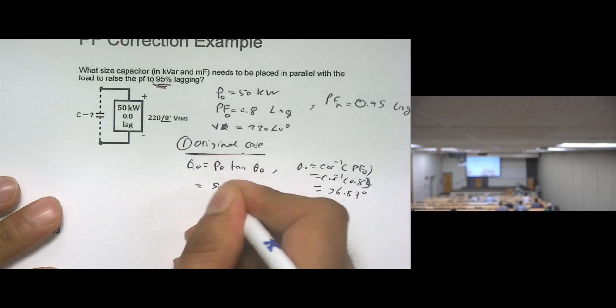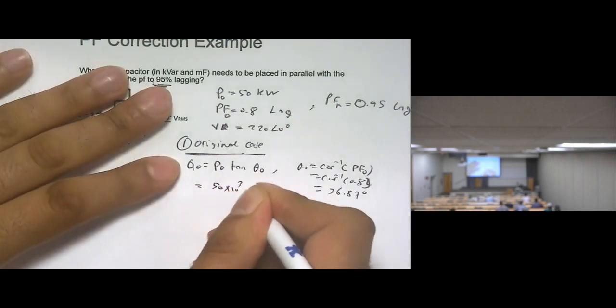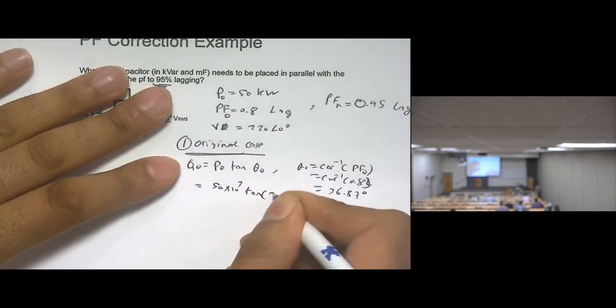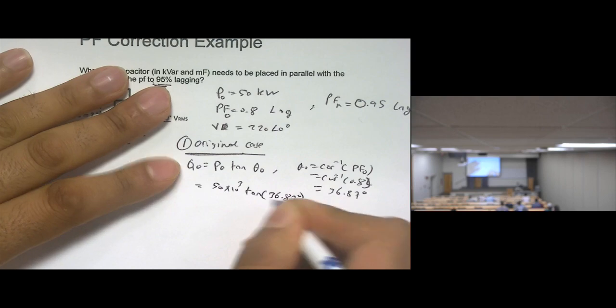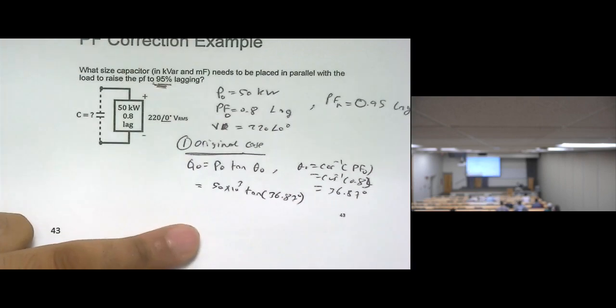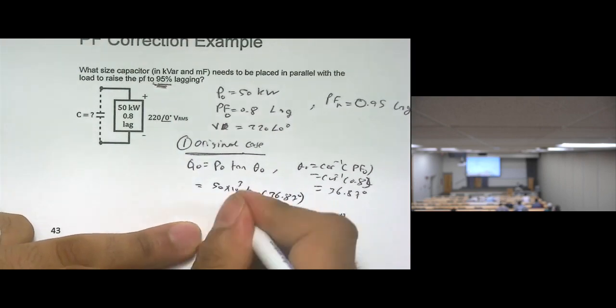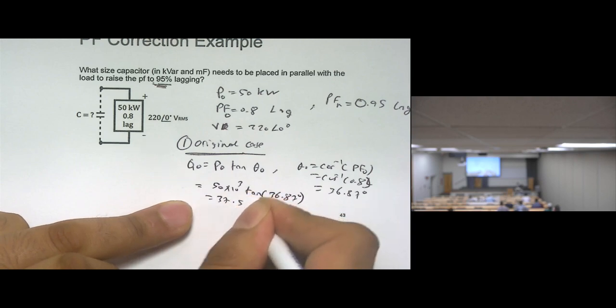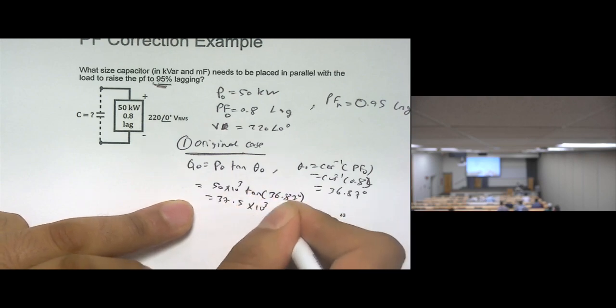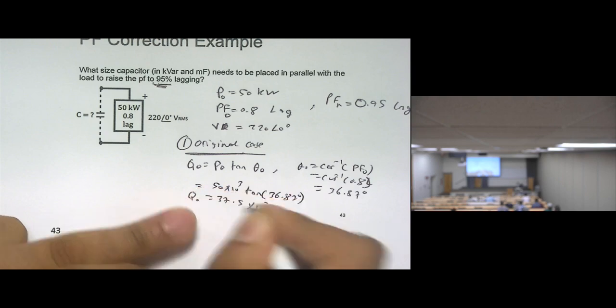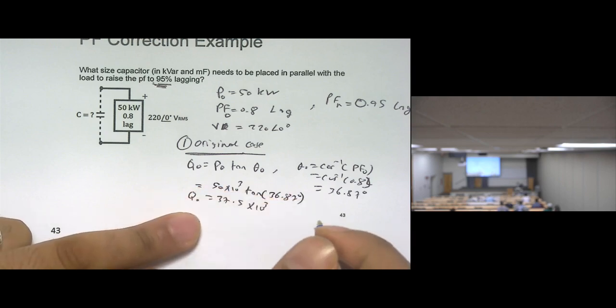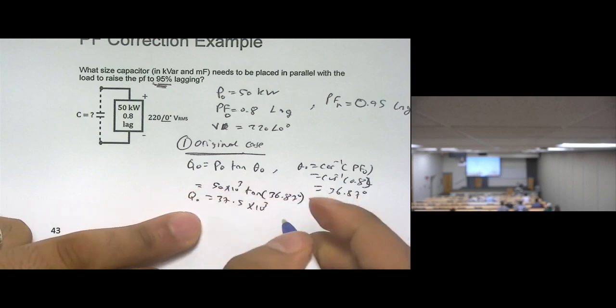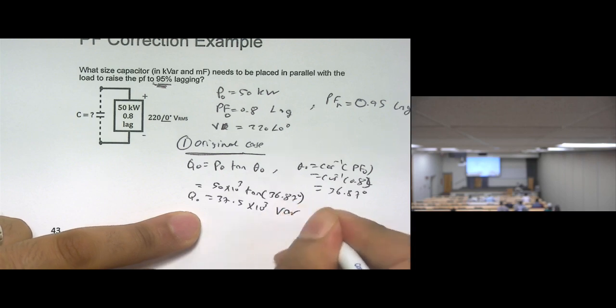So it's going to be 50 kilowatts times 10 power 3, tan of 36.87 degrees. Then after substituting this into the calculator, it's going to be 37.5 times 10 power 3, and the units of the reactive power is what? Volt ampere reactive, or VAR. Okay?